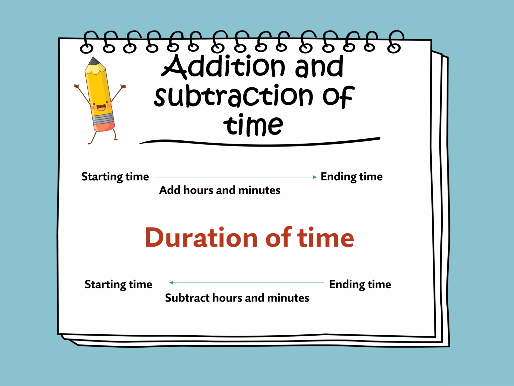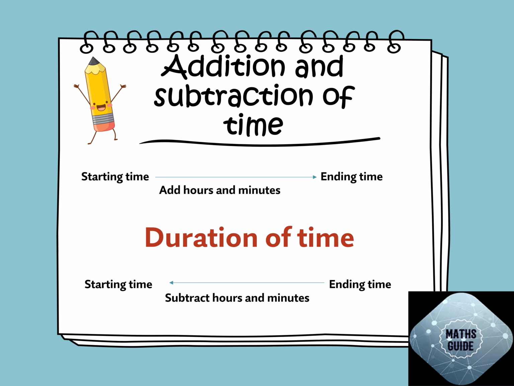For next questions, we have to understand this. If the starting time is given and you have to find out the ending time, you will add hours and minutes or the duration. When you add this duration with the starting time, you can get the ending time. And if you have been given the ending time and you have to find out the starting time, you have to subtract the hours and minutes or the duration from the ending time to get to the starting time.